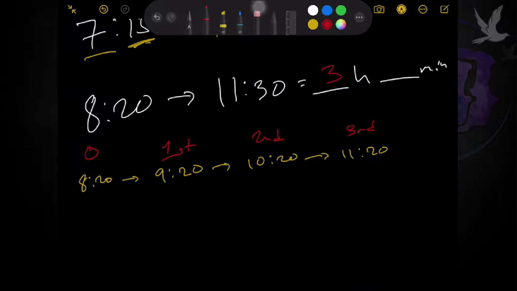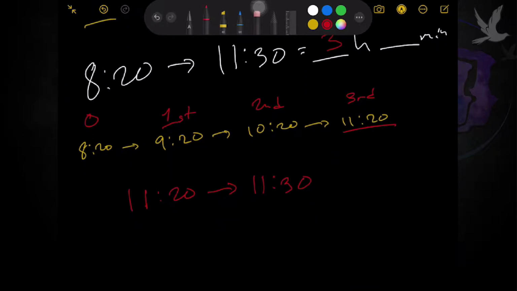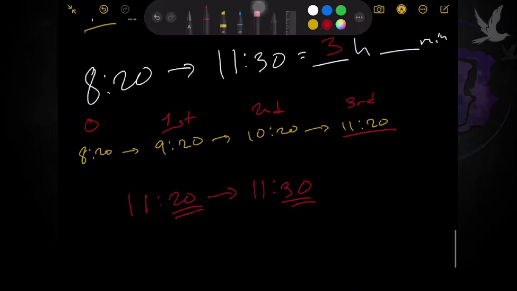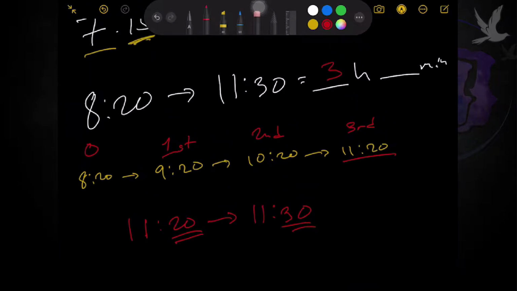And then, if you notice, from 11:20, which is our final skip count of hours of time, interval of 1 hour, how many minutes needed to reach 11:30? So, from 20 to 30, how many minutes yan? So, we only have a difference of 10. So, from 8:20 to 11:30 is equivalent to 3 hours and 10 minutes. Okay? So, ganun lang kadali in terms of counting.